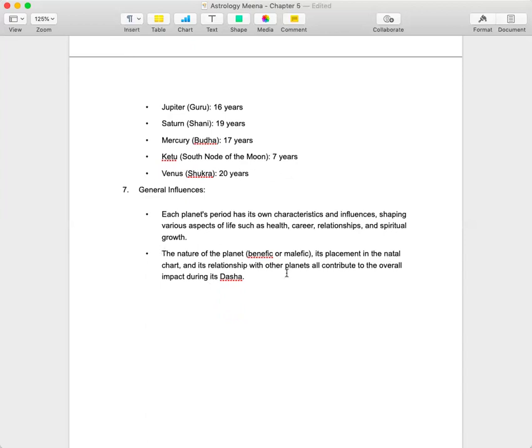So this is how we use it to predict the future. In conclusion, it's a comprehensive tool in Vedic astrology for understanding the timing of events and the nature of experiences in an individual's life. By analyzing the dasha periods and their effects, astrologers can provide insights into personal development, challenges, and opportunities, helping individuals navigate their path more effectively.